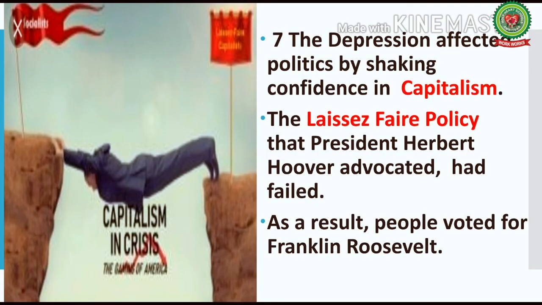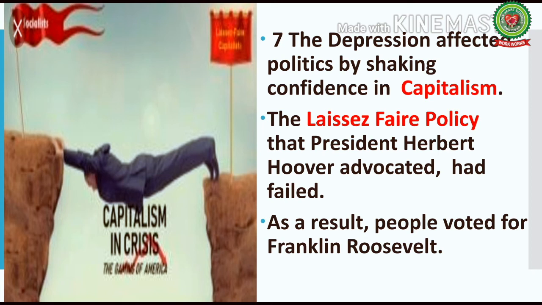The next effect of the Great Depression was that it affected politics by shaking confidence in capitalism. Capitalism is a policy by which the government doesn't interfere in economic activities. Another policy which America had always been adopting was the policy of laissez-faire. The laissez-faire policy that President Herbert Hoover advocated. Herbert Hoover was president of the Republican Party. Both the president and the policy failed miserably.